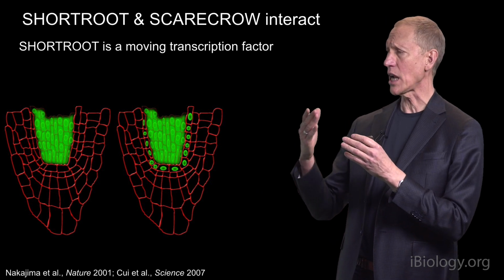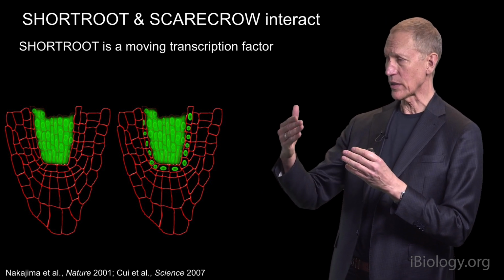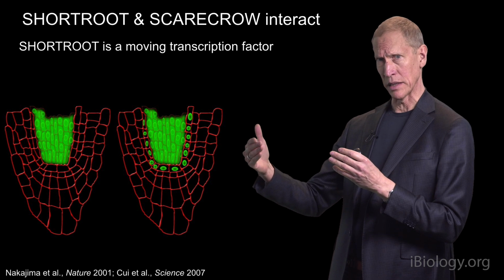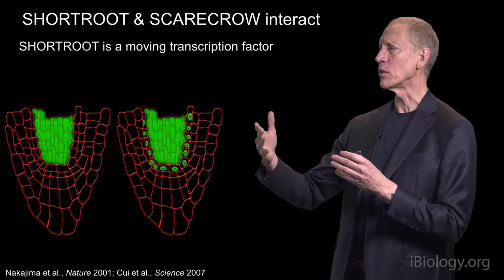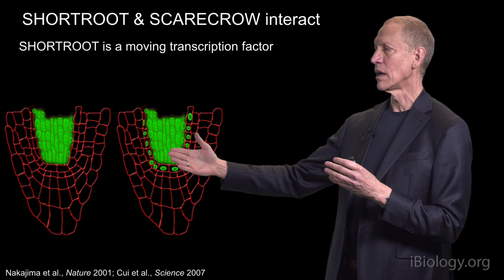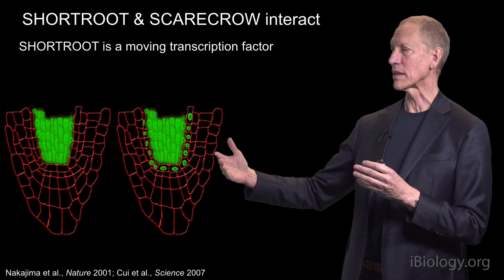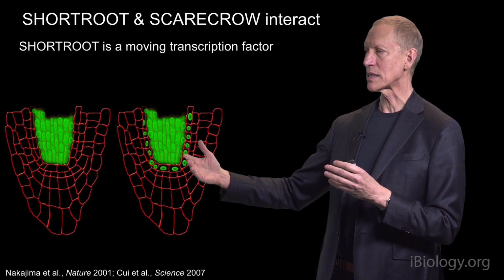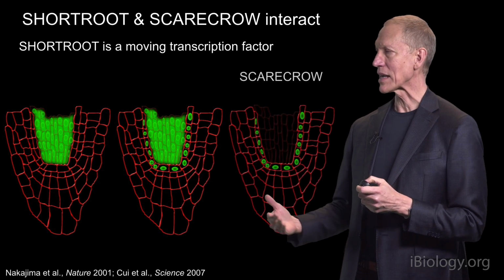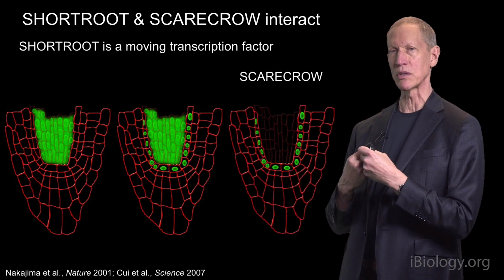Is it because these channels only exist between the vascular tissue and the endodermis? And the answer is no. The channels exist all the way out from the very inside to the outside. The reason it stops here is that that's where it interacts with Scarecrow protein.